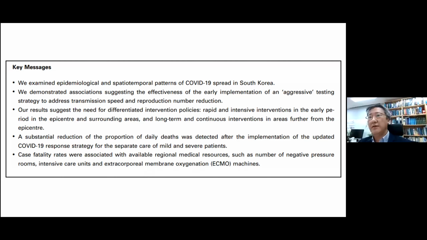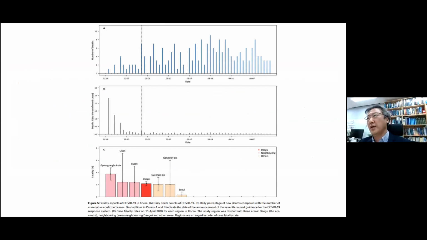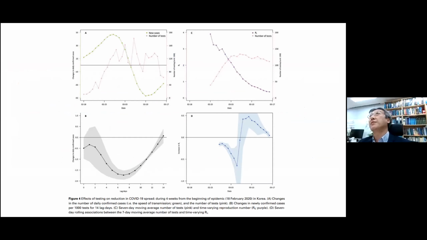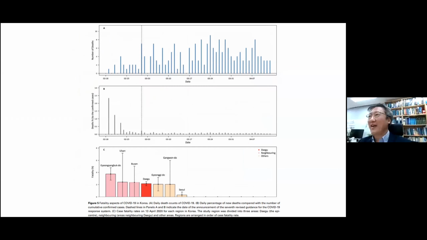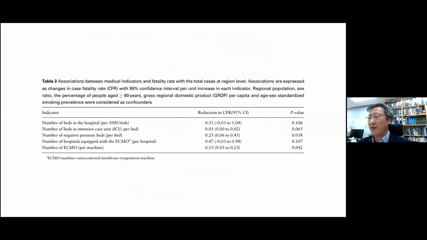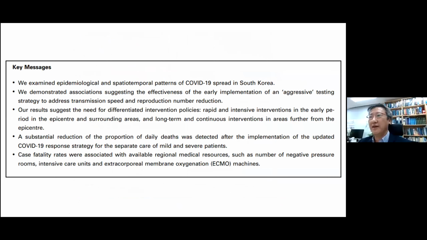Okay, so this is the summarized version of our paper, which was published. It took a long time, I think. We submitted sometime in May, but it was accepted in July, and published sometime in September. So it was a little bit slow, I think.